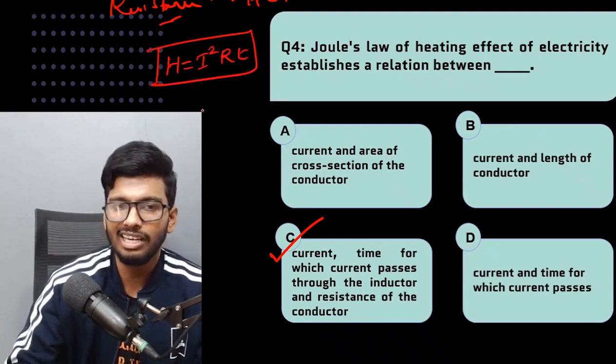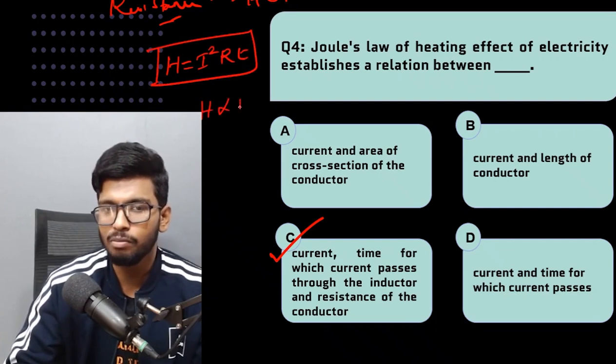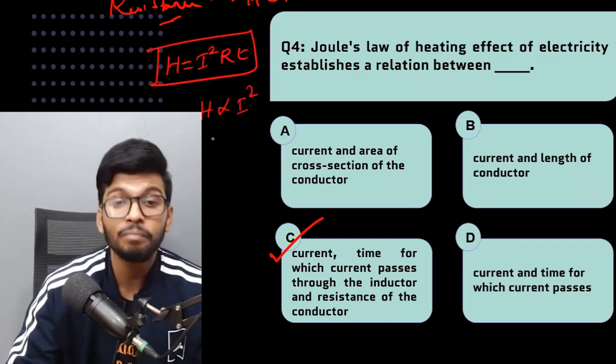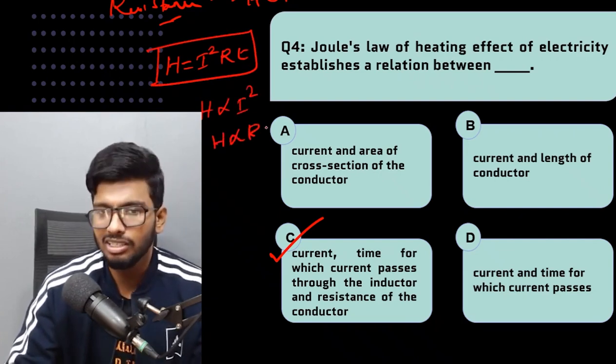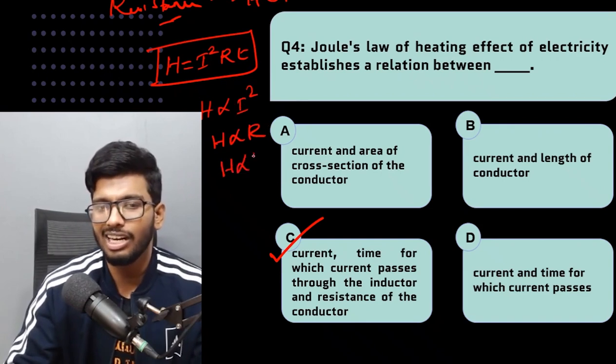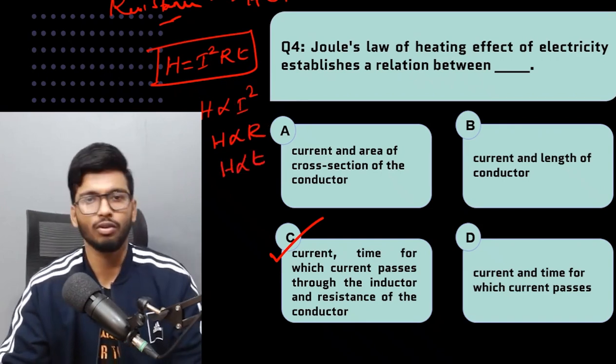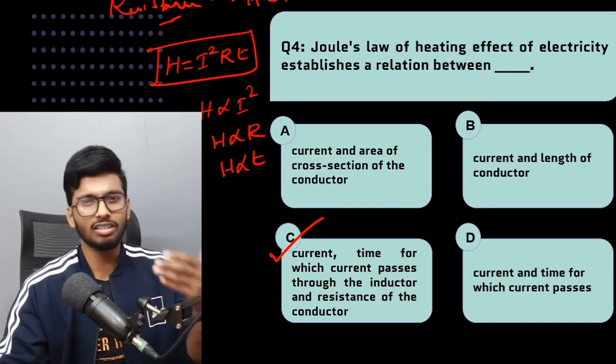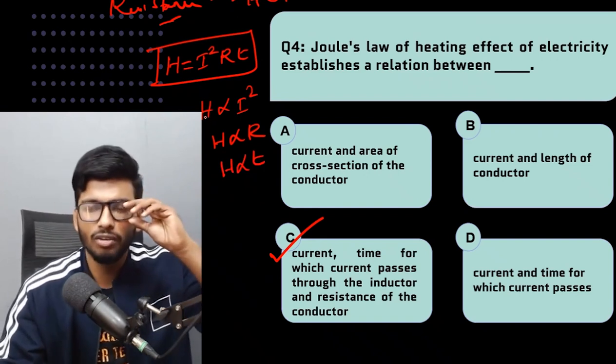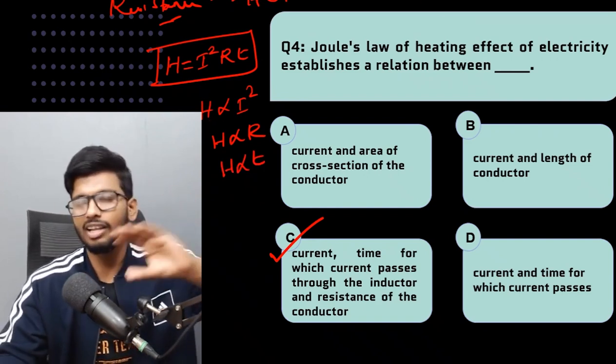That means that heat energy produced in a circuit is directly proportional to the square of the current flowing through the circuit. Heat energy produced is directly proportional to the resistance, and heat energy produced in a circuit is directly proportional to the time for which the current is flowing through the conductor. So these are the three factors that it depends on, and this is what is called Joule's law of heating.